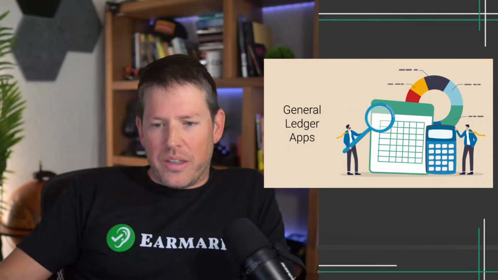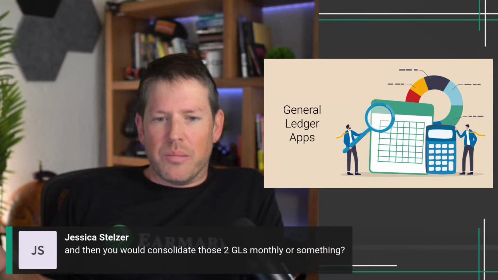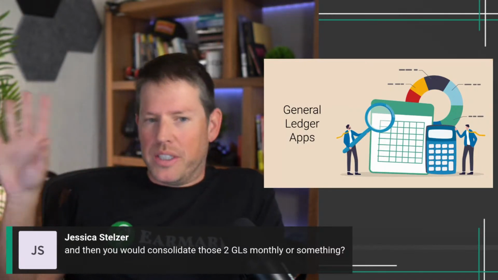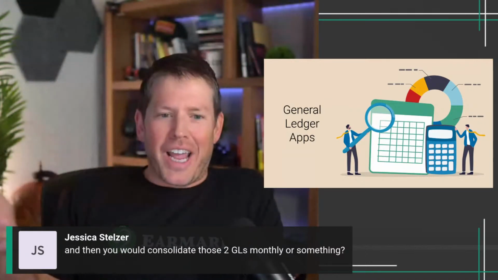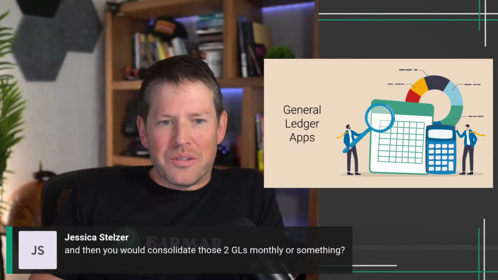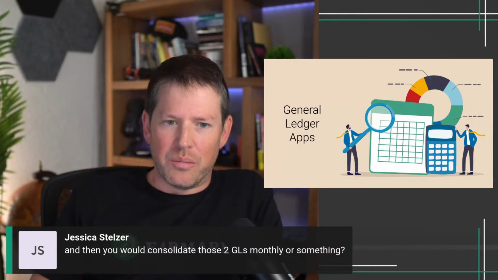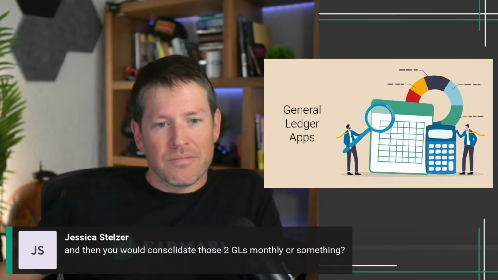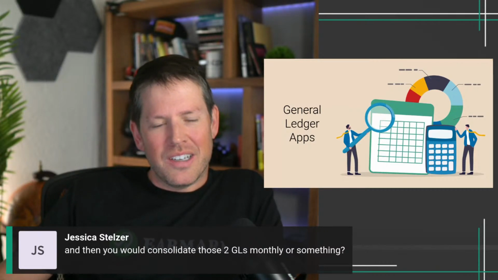And just ask about the example, and then you would consolidate those two GLs monthly or something. Yeah. Well, basically we'd look at the invoicing data in FreshBooks and the deposits and whatnot. And we'd basically journal the AR into Xero every month, so they could see their accounts receivable. We used FreshBooks as the subledger essentially, and then we didn't have to worry about invoicing mucking up all of our clean data on a cash basis in Xero.